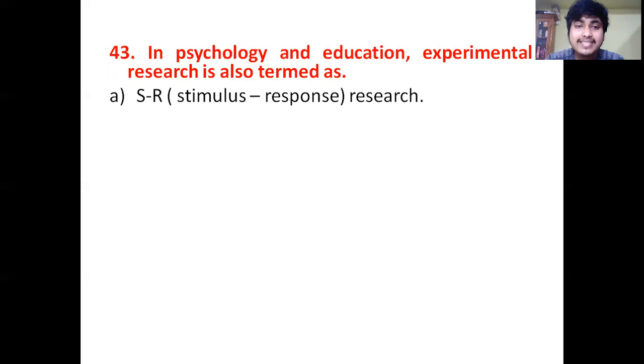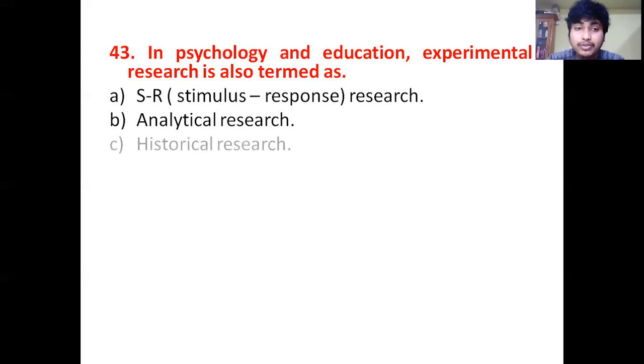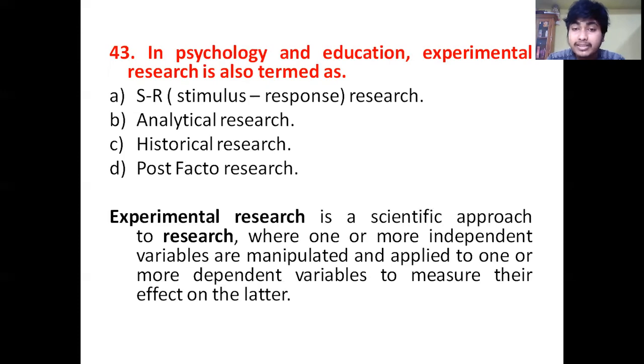The next question is, in psychology and education, experimental research is also termed as. The first option is SR, stimulus and response. Option B is analytical research, option C is historical research, and option D is post facto research. Experimental research is a scientific approach to research where one or more independent variables are manipulated and applied to one or more dependent variables to measure their effects on the latter. Experimental research brings out definite cause and effect relationships.